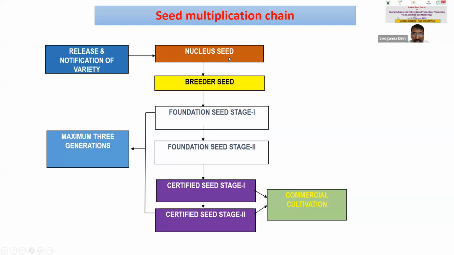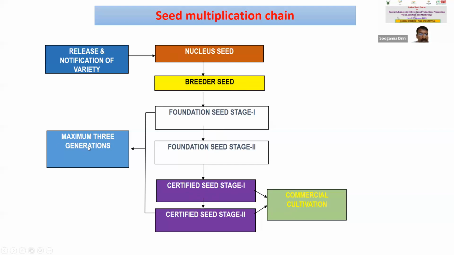The nucleus seed is a handful of initial seed produced by the original breeder or the institute which developed it. From the nucleus seed, we go for breeder seed production. Again, we have different tag colors. For breeder seed, golden yellow color, and for foundation seed, white color. For certified seed, we have a blue color tag. One more is truthfully labeled seed, which is opal green color.